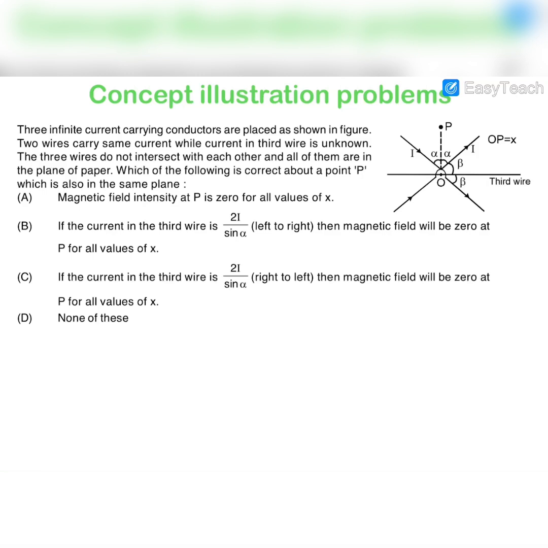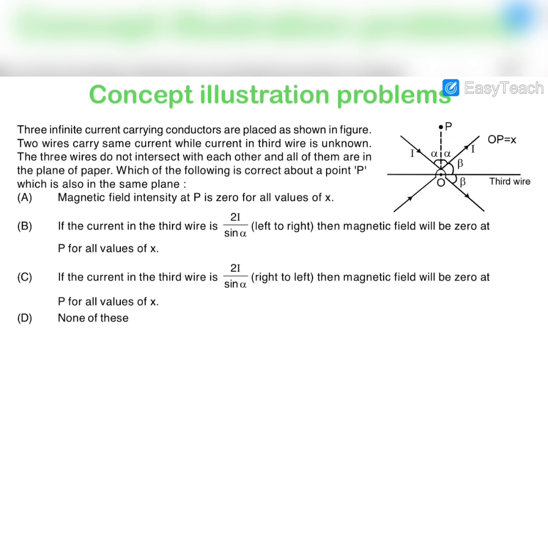In this question, you can see that there are three infinitely long current carrying conductors which are placed like that. This is the first one, this is the second one, and this is the third one. These two wires are carrying the same current I, and the third wire has some unknown current which we do not know. Now these three wires do not intersect, and we have to find the correct options related to the net magnetic field at point P.